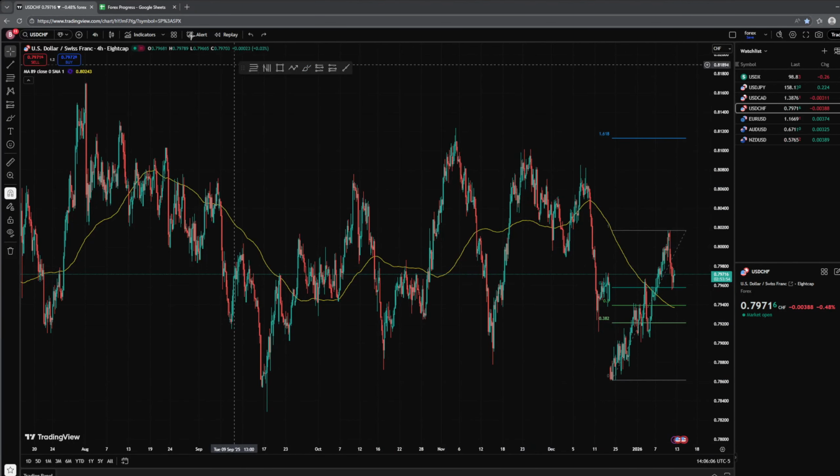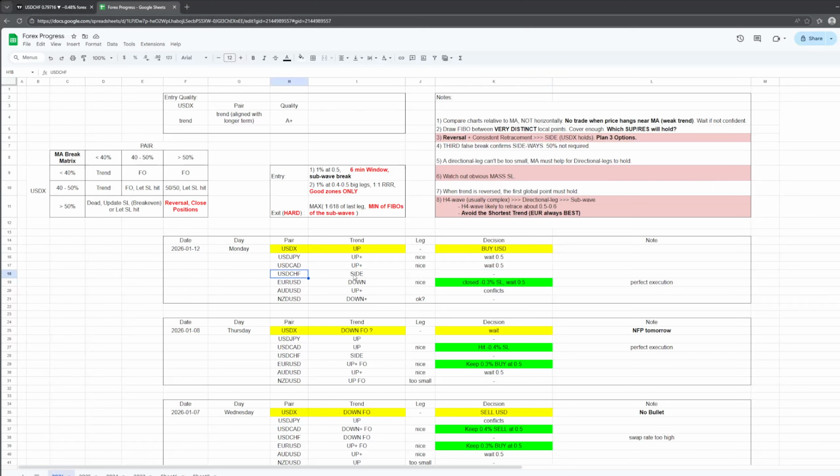Okay, let's write it down. USD Swiss franc, market is doing sideways action. Since there is no trend, we will not force any trade.